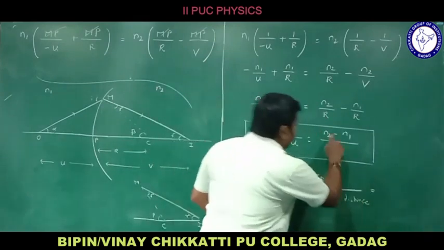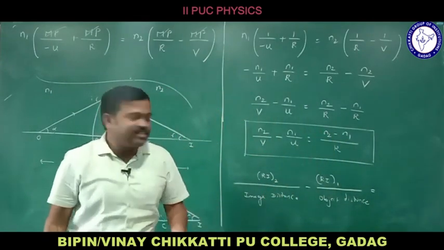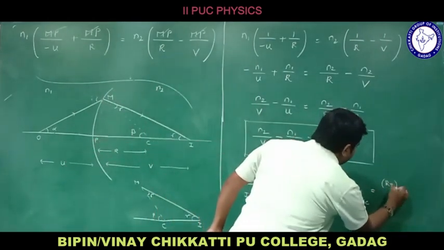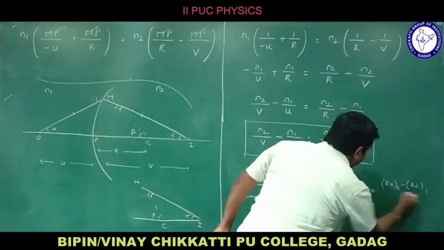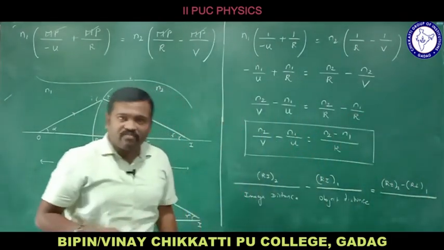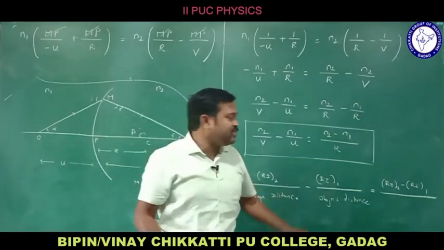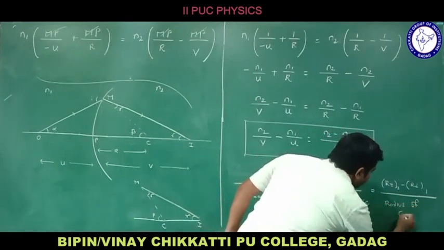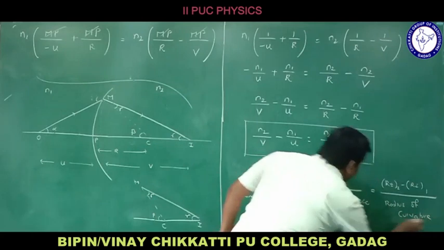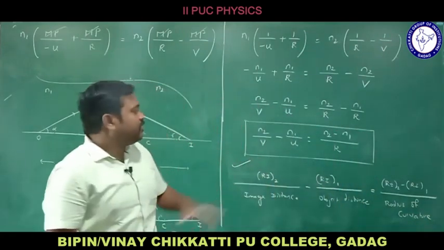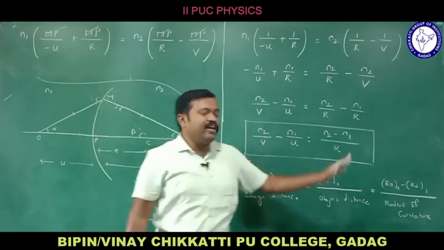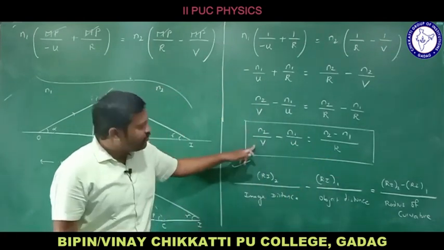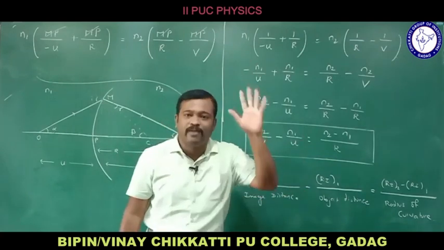That is equal to what is N2 minus N1? Difference, right? It is the difference of refractive indices. So that is refractive index of second medium minus refractive index of the first medium, divided by what is R? R is radius of curvature. So this is the relationship between N1, N2, U, V and R. Simple, right? The relationship between N1, N2, U, V and R is N2 by V minus N1 by U is equal to N2 minus N1 divided by R.